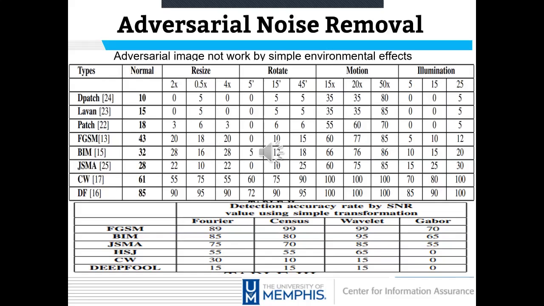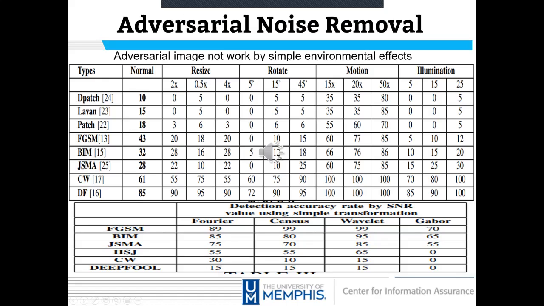This adversarial noise can also be automatically removed by simple environmental factors such as resizing. If we resize an image and then size it back, the effect of the noise is removed. Or if we rotate it, the noise does not have the same effect as before. And if we create motion blur on the image, it has the same type of effect, or if we brighten the image, which is illumination, that could create the same type of effect.